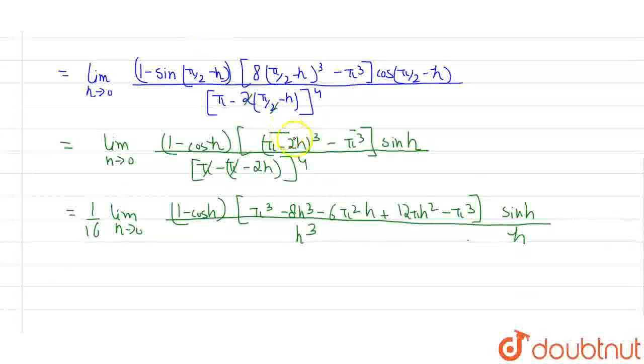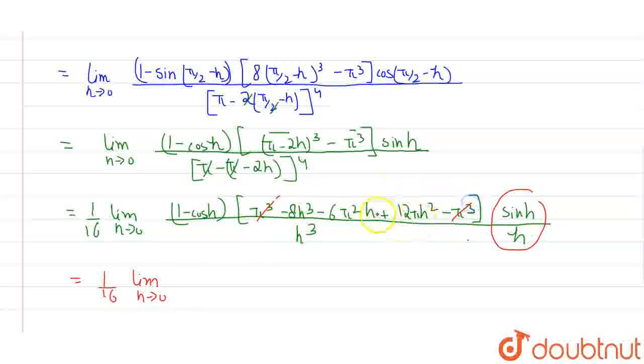Now we know that sin h by h, when limit h tends to 0, will become what? Yes, it will become 1. So it can be written as 1 by 16, limit h tends to 0. This one will become 1. And here, in the above equation, pi cube and pi cube will cancel out with each other.